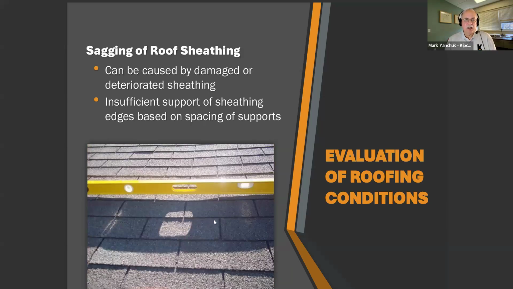This is an example of a sagging roof. A lot of times roof trusses may be 24 inches on center. And if the sheathing is starting to degrade in any way, you might get a sag between the roof trusses, and this can create problems because there's insufficient support at the midspan. This can lead to a number of problems with the roof shingles or roof leaks.